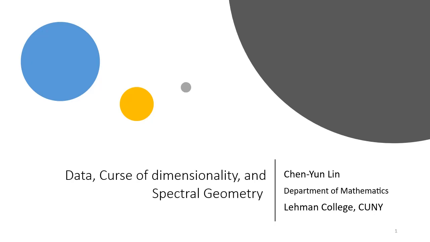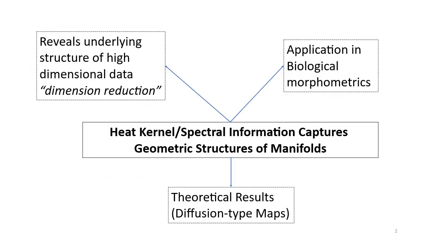In this talk, we will see how spectral information, or the heat kernel, of a manifold can be used to capture the geometry of the manifold and how it can be used in data analysis, especially to deal with the curse of dimensionality problem. The main idea here is that the heat kernel or spectral information captures geometric structures of manifolds. And we're going to see this from three perspectives.